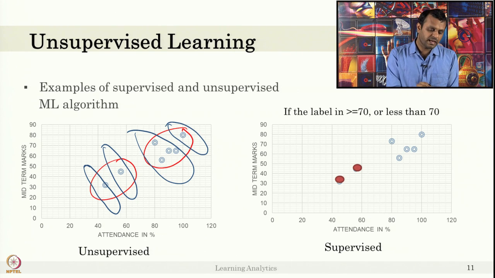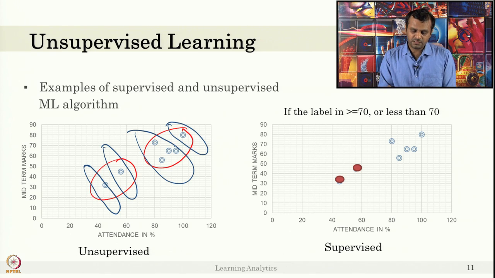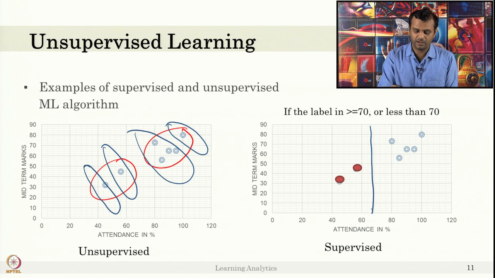So, given this data without any label, we can group them into two groups or four groups. So, a clustering algorithm can identify the groups with similar behavior in the data. Whereas in a supervised algorithm, we know there are two groups here. These students have scored less than 70 marks in the final exam, and these students have scored more than 70 marks in the final exam. So this is an exact two-class classification problem. This is class 1, this is class 2. Class 1 is less than 70 marks, and class 2 is equal to or greater than 70 marks.